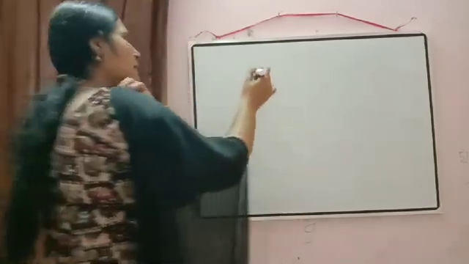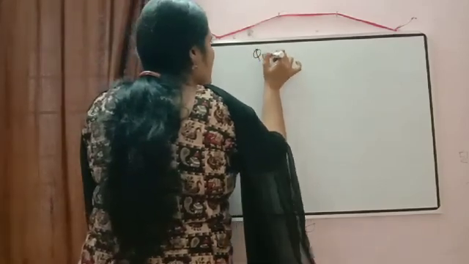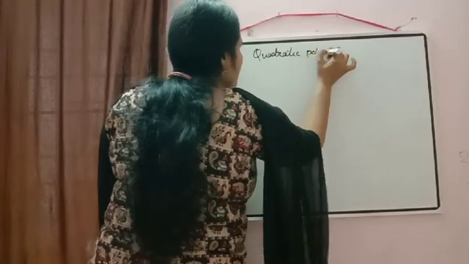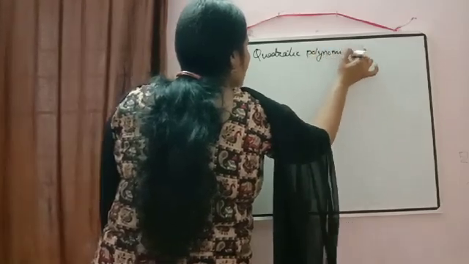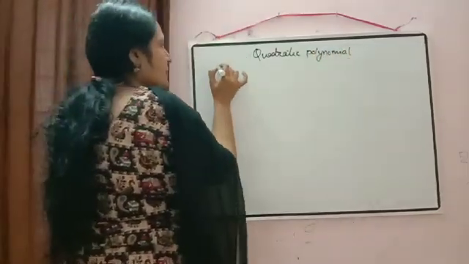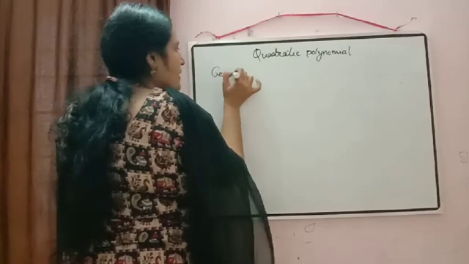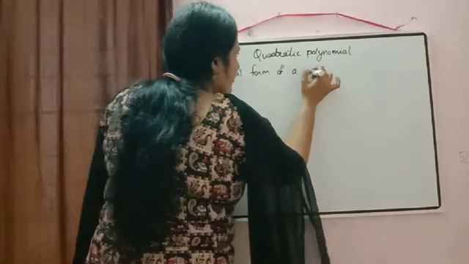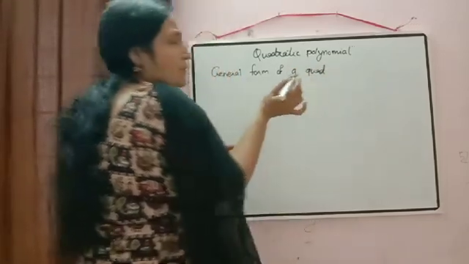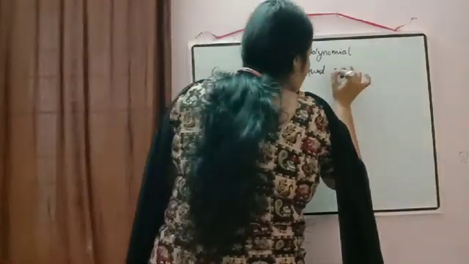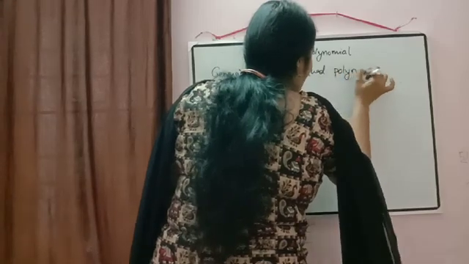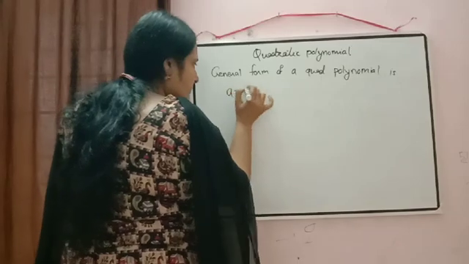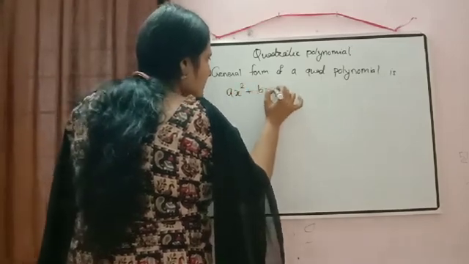So now write down about the quadratic polynomial. Just write down the general form of a quadratic polynomial. I am writing QUAD for quadratic. Okay. The general form of a quadratic polynomial is ax square plus bx plus c.